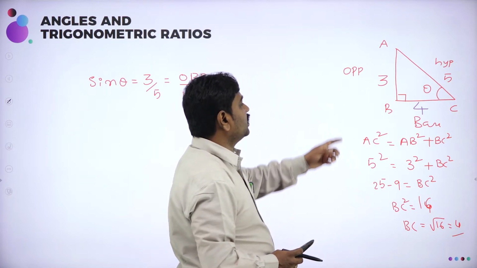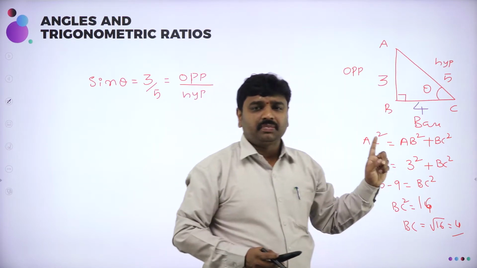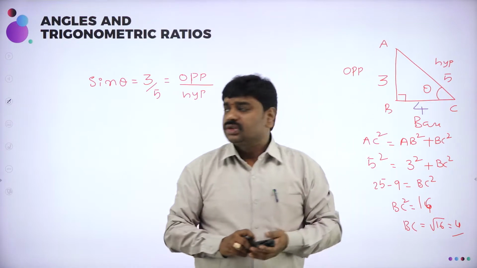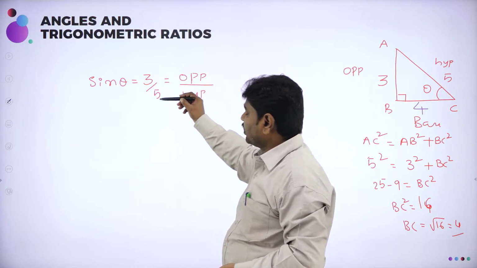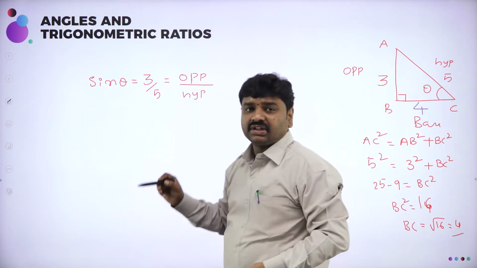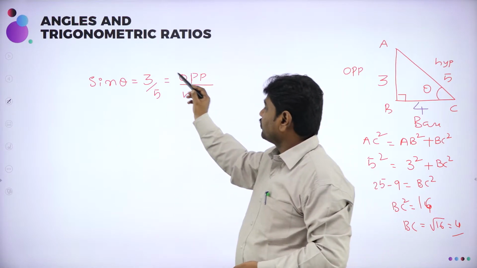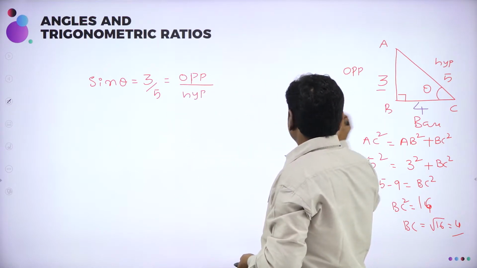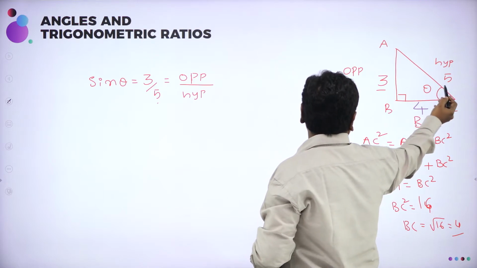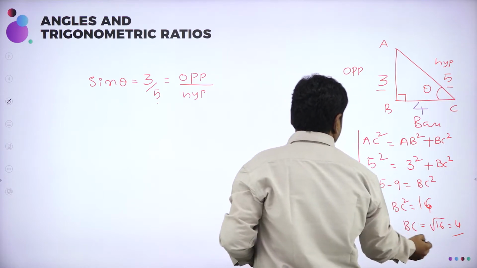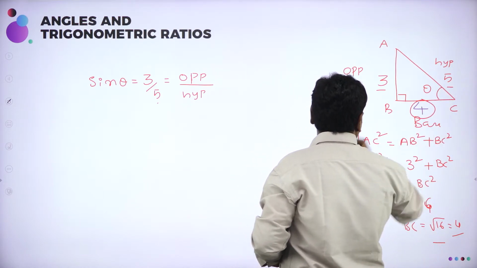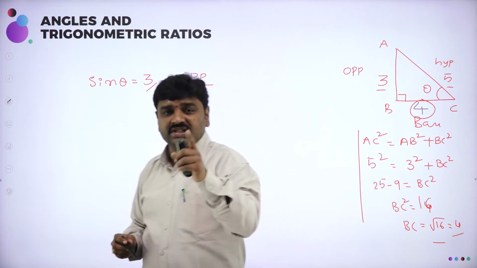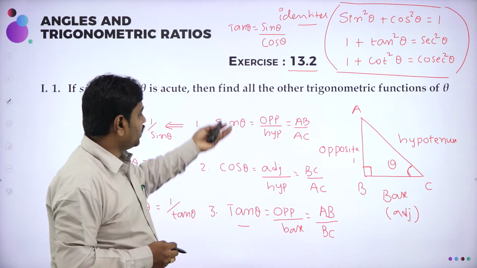Or you remember 3, 4 and 5 are Pythagorean triplets. 3 and 5 are given. So they give sin theta. What is sin? 3 by 5. So sin theta definition, opposite by hypotenuse. In the place of opposite write 3 because they have given 3. In the place of hypotenuse write 5. Use Pythagoras theorem like this and get the BC value. BC value will be 4. So now we got opposite, adjacent, hypotenuse. Now you can write any trigonometric function.